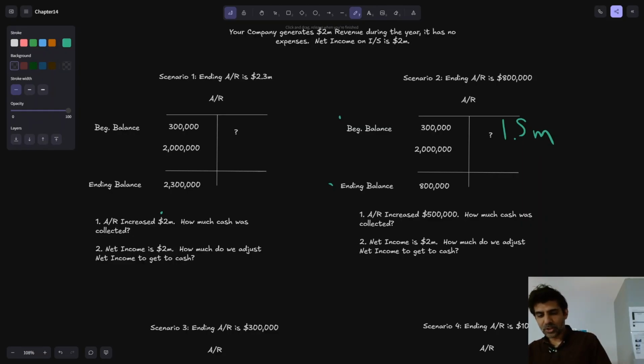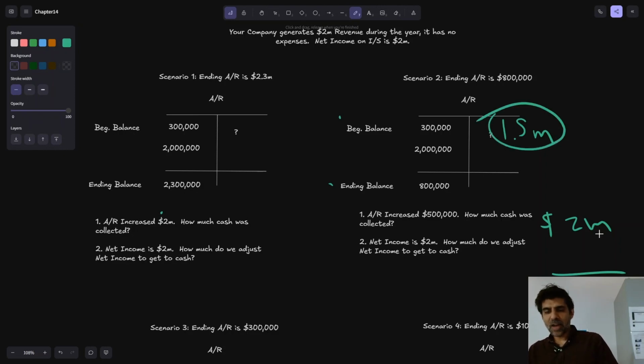So again, we start with 2 million net income, and we're saying that $1.5 million was collected from this total, right? So this should be 1.5 million. So how much should I adjust it by? Negative 500K, which is exactly the change.